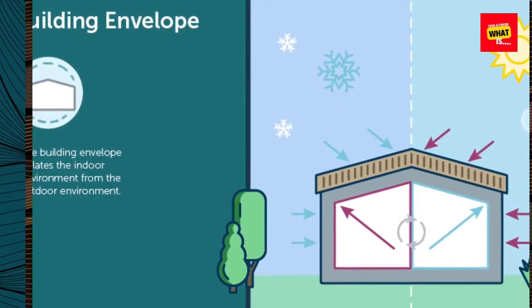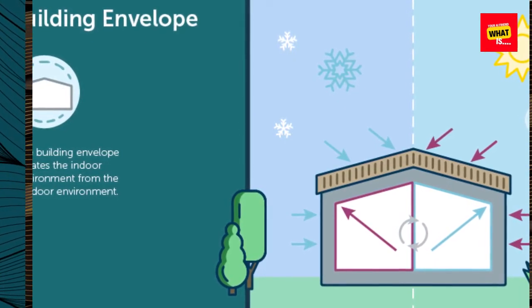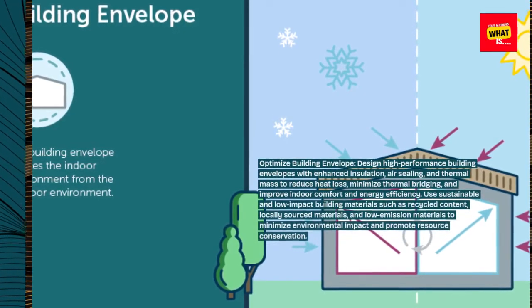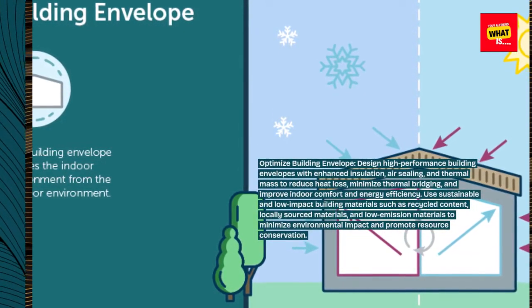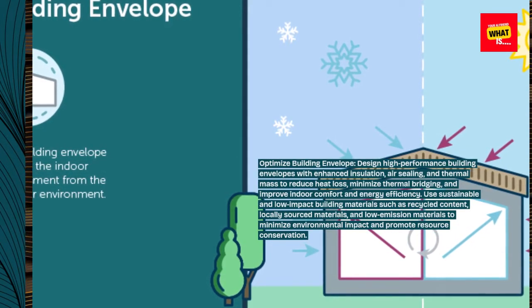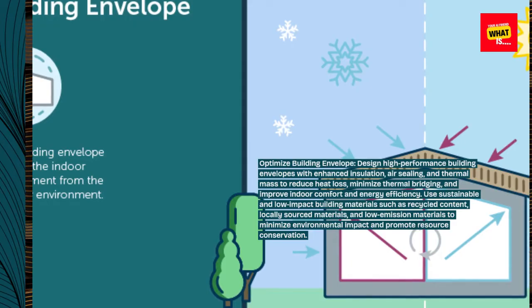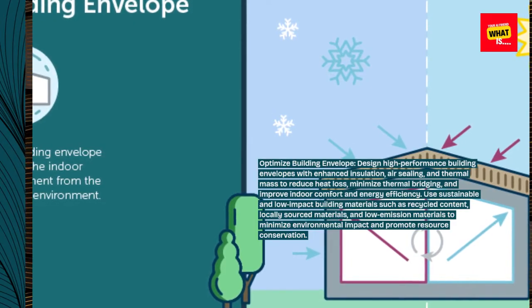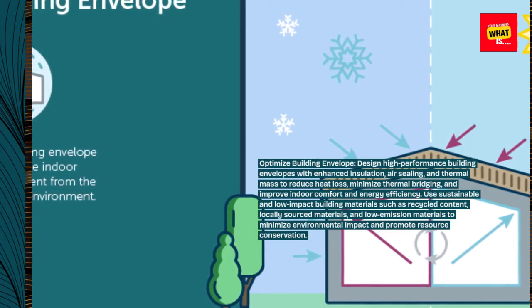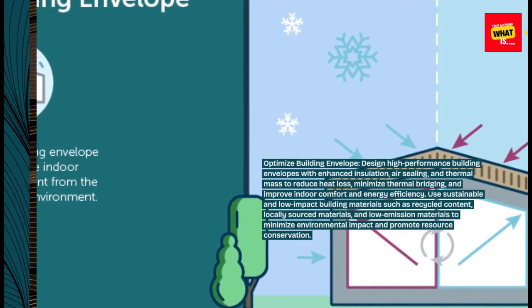Optimize building envelope. Design high-performance building envelopes with enhanced insulation, air sealing, and thermal mass to reduce heat loss, minimize thermal bridging, and improve indoor comfort and energy efficiency. Use sustainable and low-impact building materials such as recycled content, locally sourced materials, and low-emission materials to minimize environmental impact and promote resource conservation.